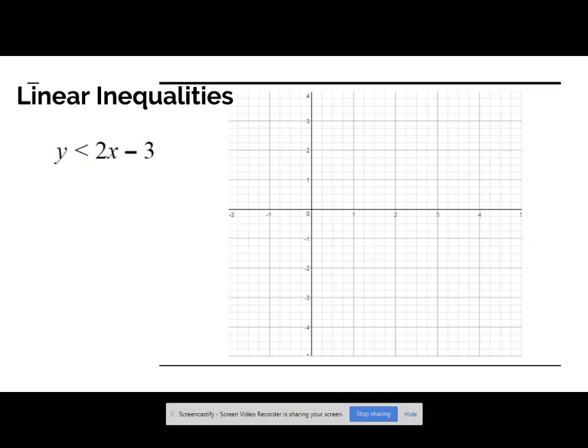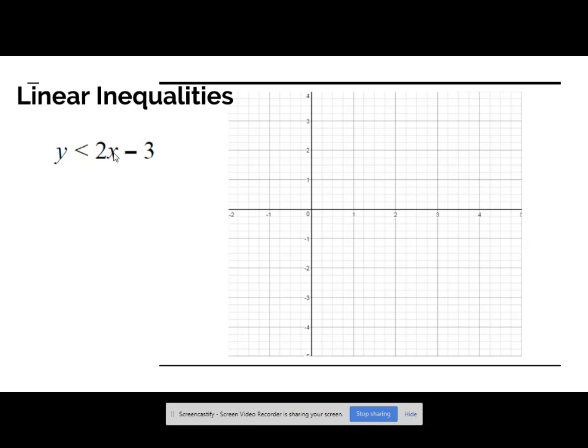Our first example, we've got y is less than 2x minus 3. One thing about an inequality, kind of like we've done in the past, where you had something like x is greater than 5, there's an infinite number of solutions to that. X is greater than 5 could be 6, 7, 8, 5.2. We have the same issue here, where we can't list all the solutions to this linear inequality. There's an infinite number of ordered pairs, x, y, where this will work.